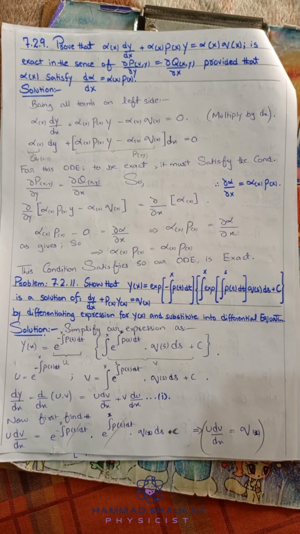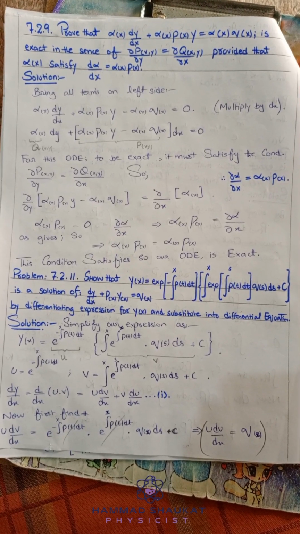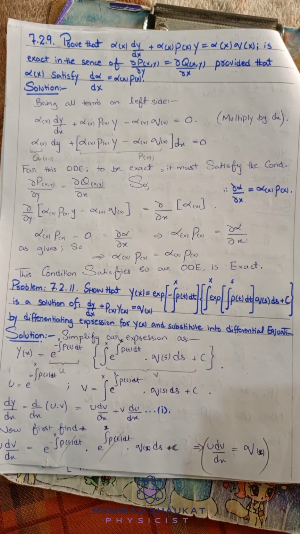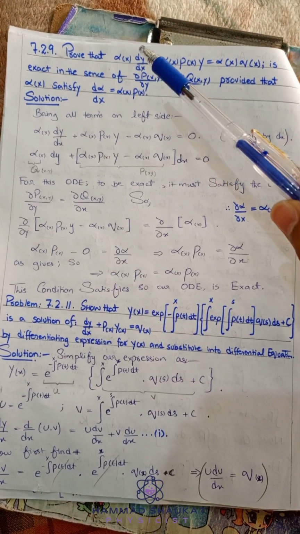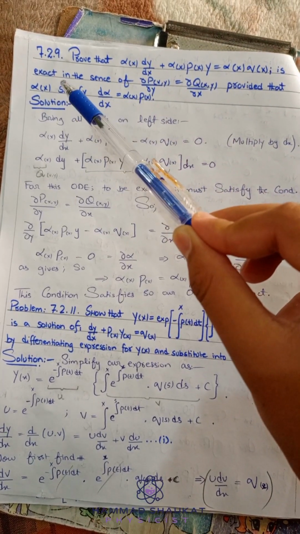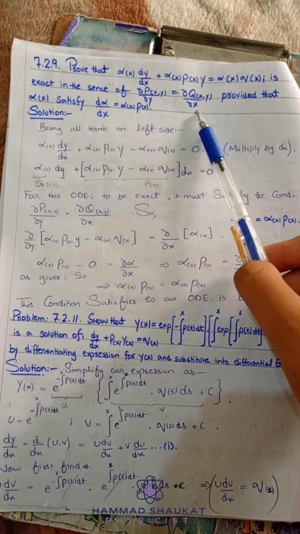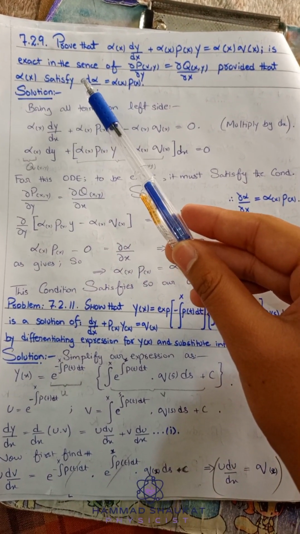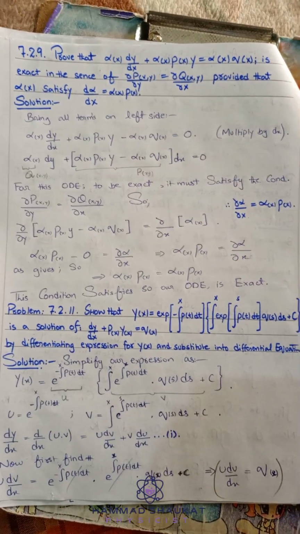Okay, so our next problem is 7.2.9. You have to prove that alpha of x dy by dx plus alpha of x p of x y equals alpha of x q of x is exact, in the sense that partial p by partial y equals partial q by partial x. By the relation of exactness, if an equation is exact, then partial p by partial y always equals partial q by partial x. And a new thing is given, which is d alpha by dx equals alpha of x p of x.